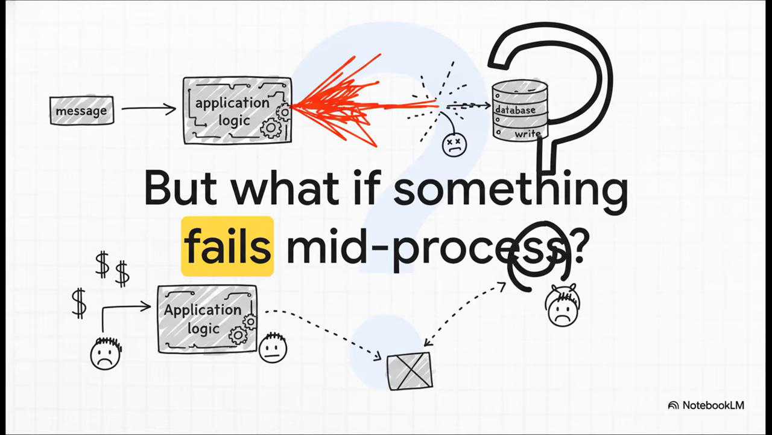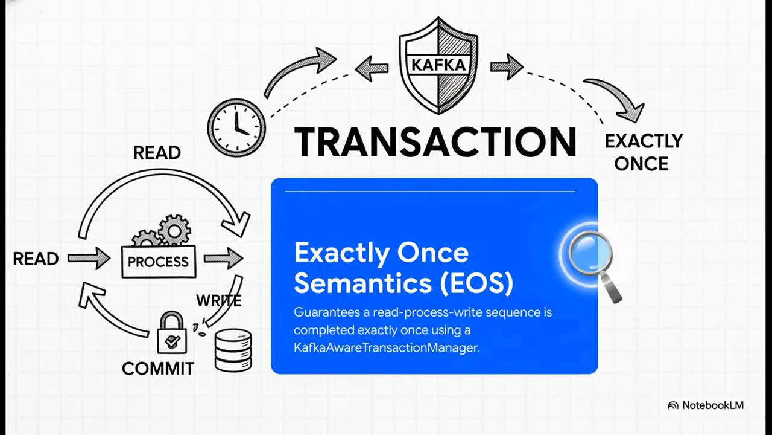Yeah, but we don't live in a perfect world, do we? What happens if your app crashes right after you've processed the logic, but just before you've written the results? What do you do? Do you reprocess the message and risk charging a customer twice? Or do you just drop it and lose the transaction completely? That is the nightmare scenario. The solution has a name: exactly once semantics.